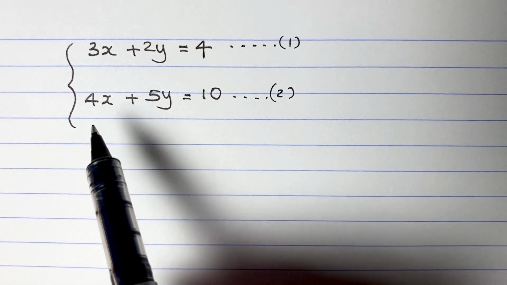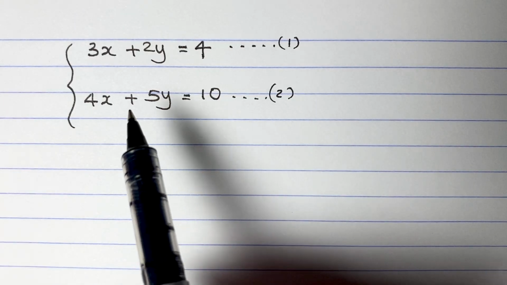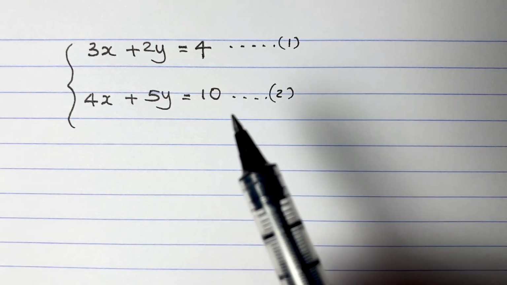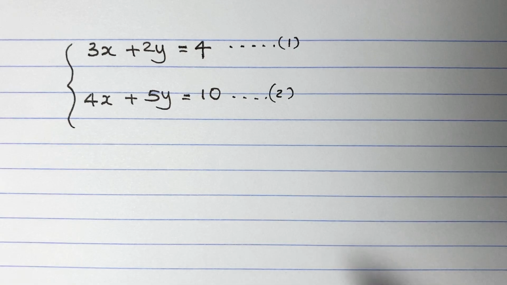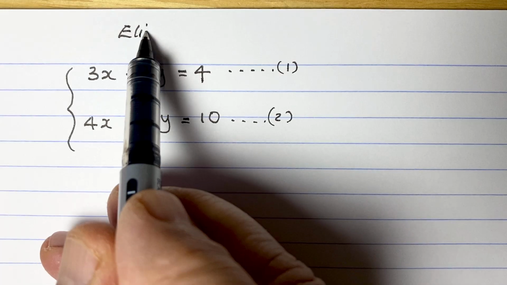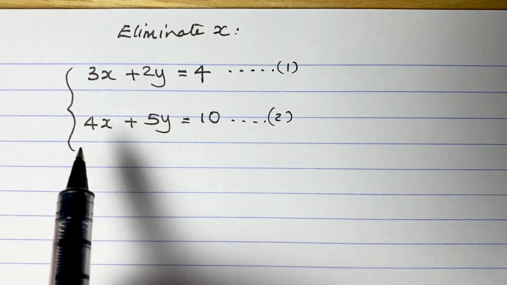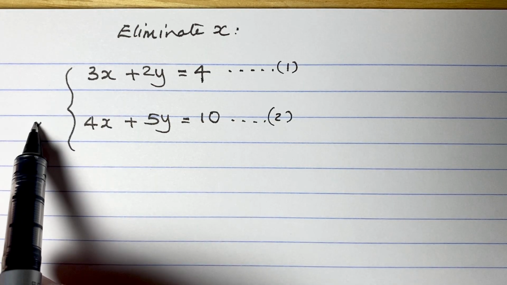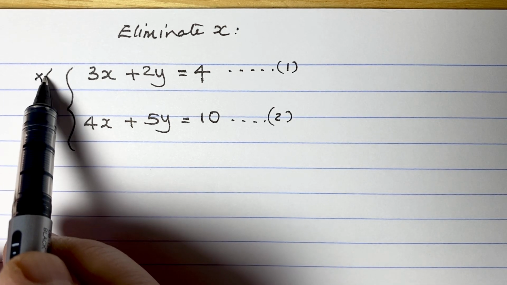So here, slightly one extra step. Deciding which letter we want to eliminate. In my opinion, just as bad as each other. 3, 4, 2, 5. So I just decide to eliminate x, for example. So since we have 3x here, I multiply the second equation by 3. Here, 4, I multiply the first one by 4.